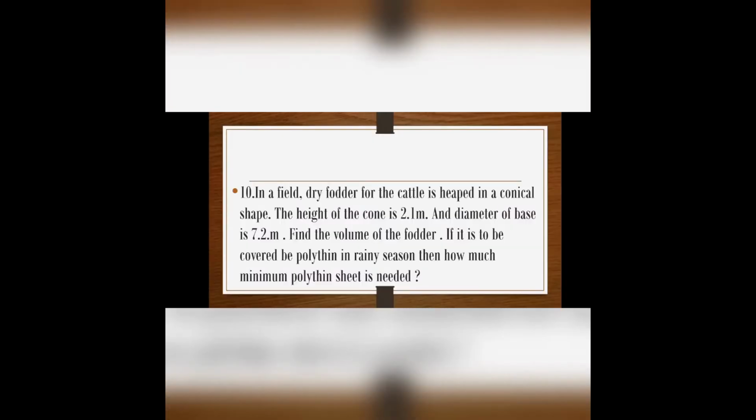Question number 10. In a field, dry fodder for cattle is heaped in a conical shape. The height of the cone is 2.1 meter. Diameter of base is 7.2 meter. Find the volume of the fodder. If it is to be covered by polythene in rainy season, then how much minimum polythene sheet is needed? Given root 17.37 is equal to 4.17, pi is equal to 22 by 7.